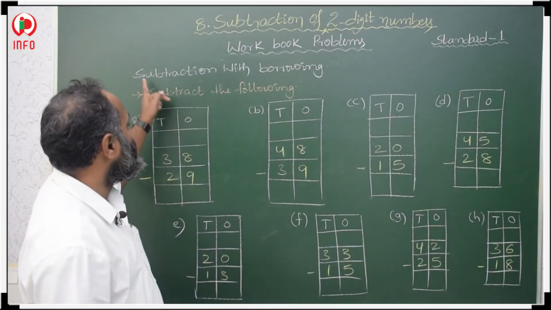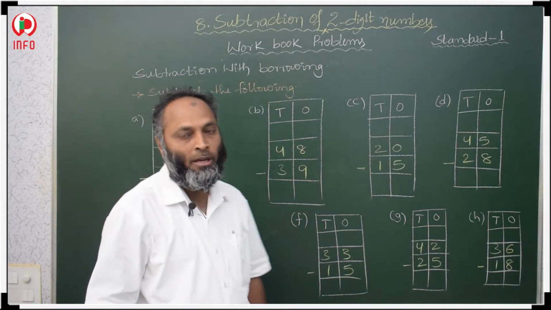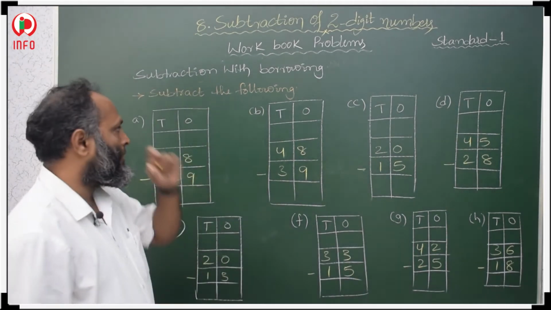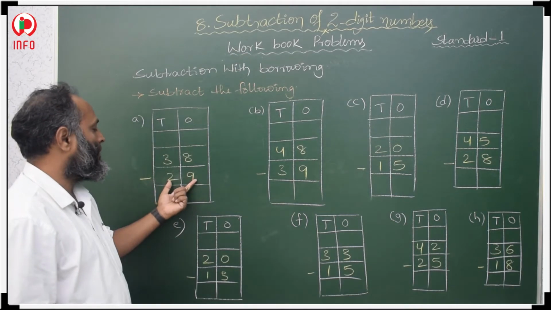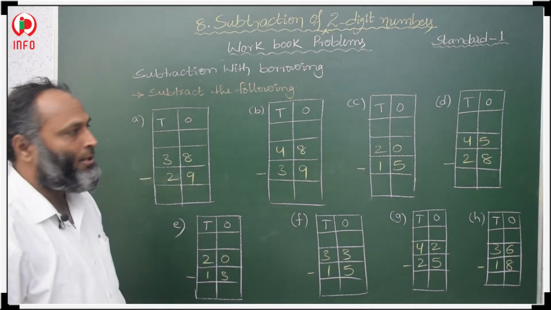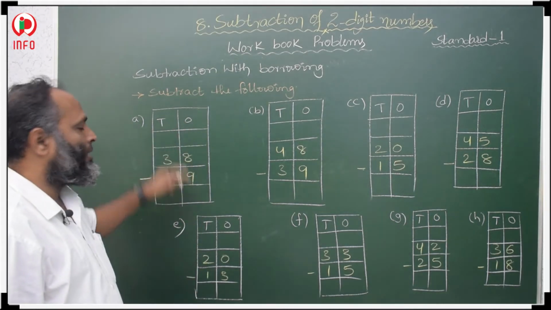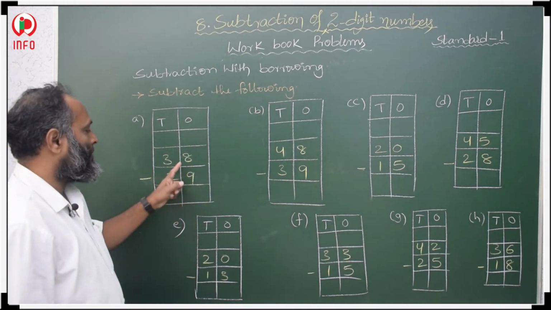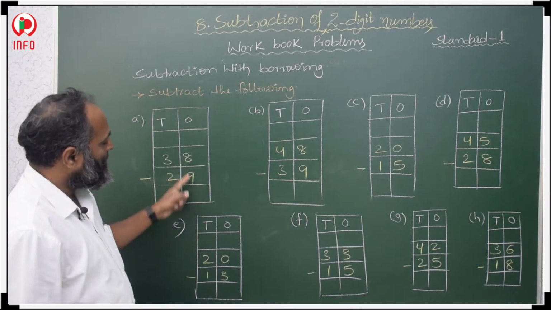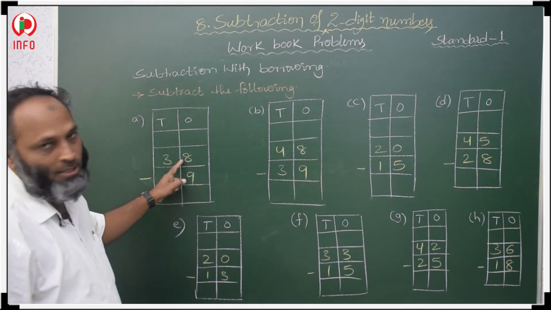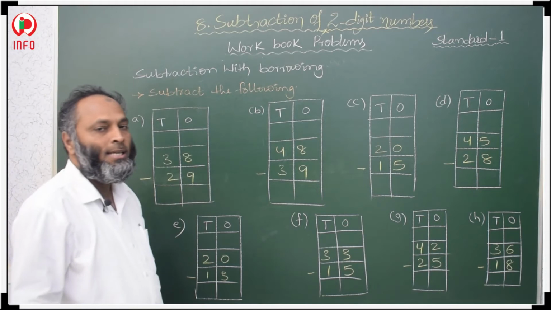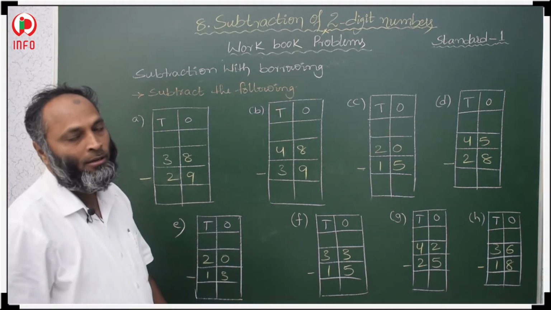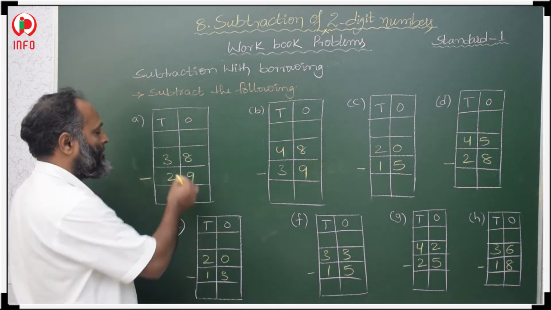Now students, next concept: subtract with borrowing. So with borrowing we have to subtract. Okay. So the first question, we have to subtract 29 from 38. This is in ones place, this is in tens place. First we have to subtract ones places, 8 and 9. 8 is less than 9. If 8 is less than 9, then what do we have to do? We have to borrow from the next place.